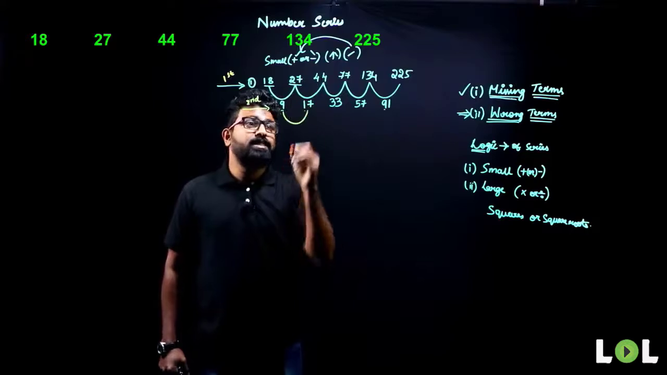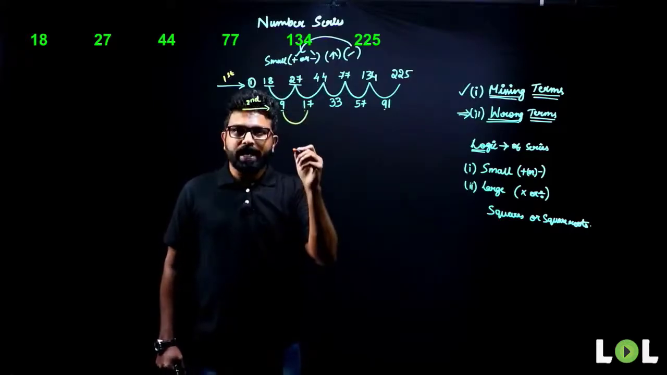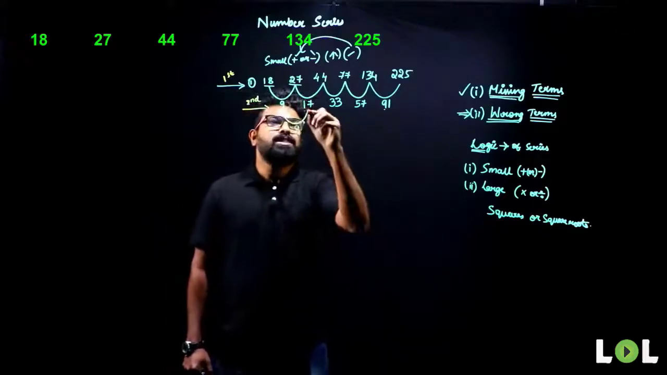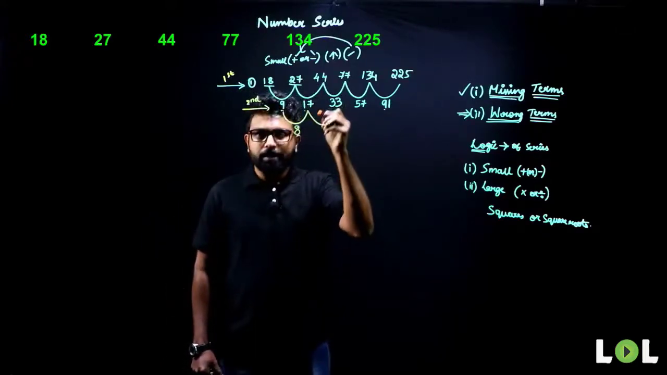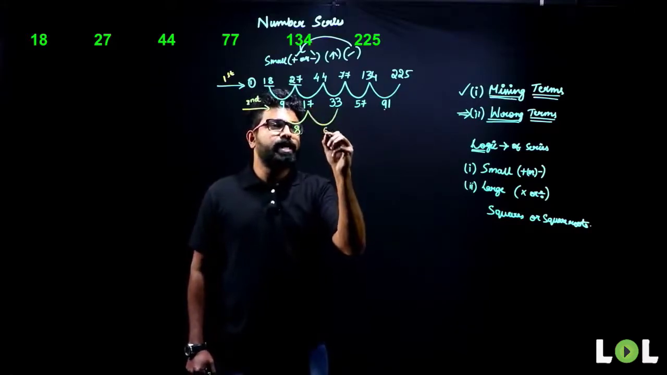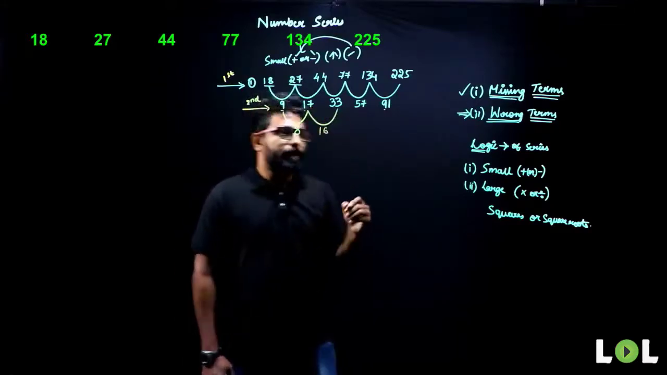What will be the difference? 9 to 17, I get the difference to be 8. What about 17 to 33? What do I get my difference as? My difference would be 17 plus 6 gives me 23, plus 10 gives me 33.